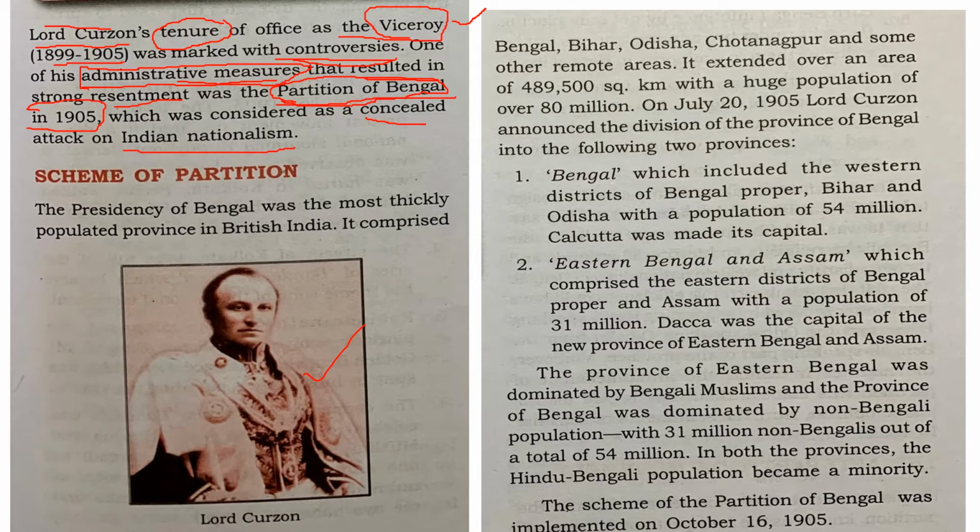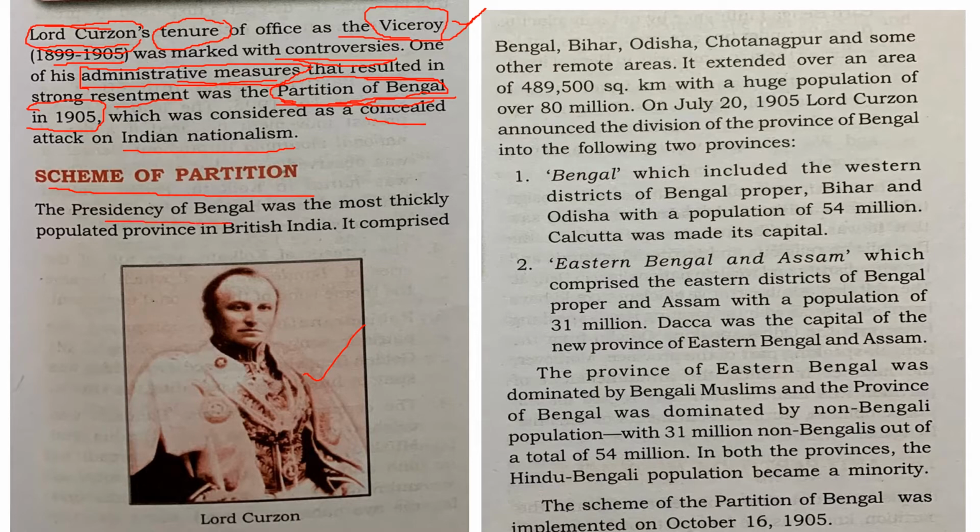As I told you in the previous chapter, conditions were slowly prevailing that created a gap between the British and the Indian National Congress. To make Indians suffer more, take Lord Curzon. He divided Bengal; the partition of Bengal happened during his viceroyship. So let us see what this partition of Bengal is. First, the scheme of partition. How did he do it?